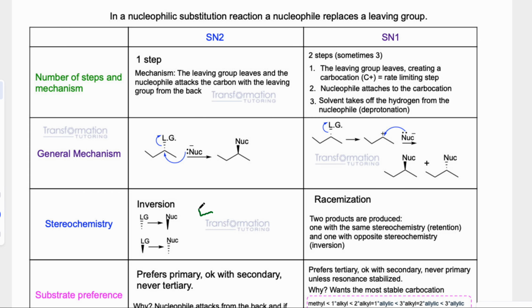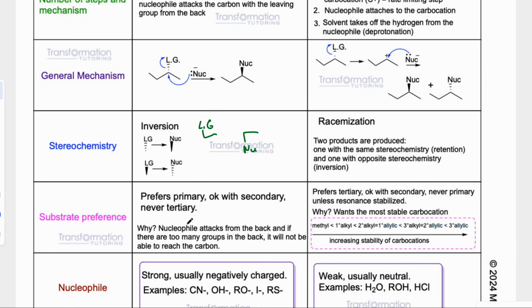If your leaving group was up, for example, then when you show your nucleophile, it will go down. The nucleophile will be in the opposite direction. It will attach in the opposite direction of your leaving group. We have inversion of stereochemistry for SN2. This is very, very important to remember.